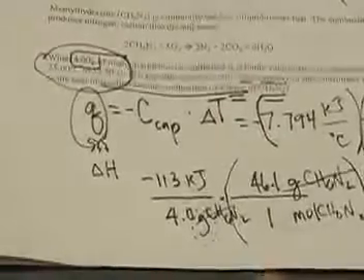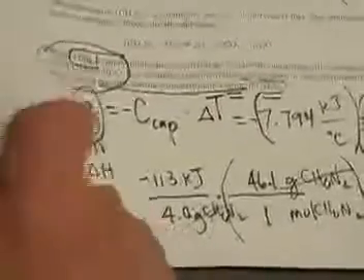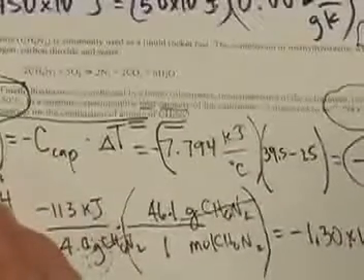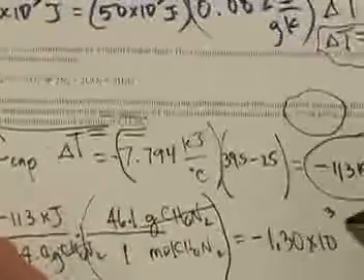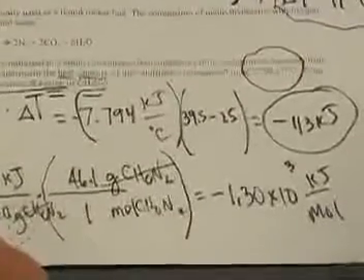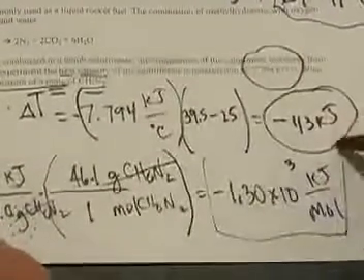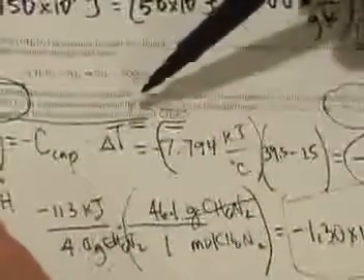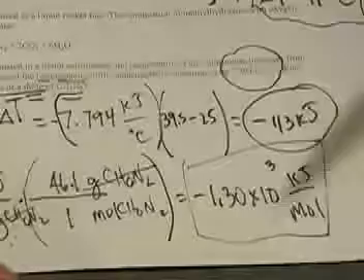And if I multiply that together, I'll end up with negative 1.30 times 10 to the 3rd kilojoules per mole of methyl hydrazine, which is the answer to the question that they wanted to know, because they wanted the heat of reaction for the combustion of a mole of the methyl hydrazine.